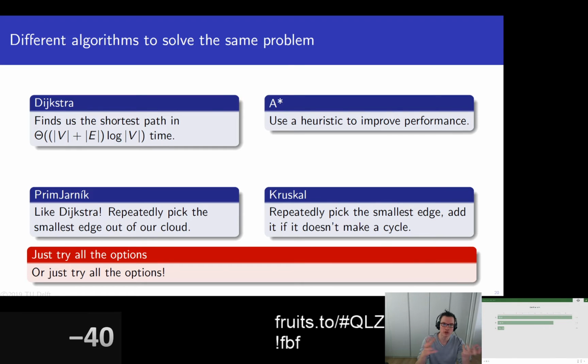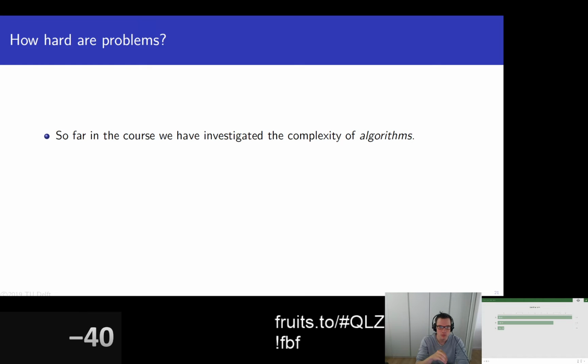And worst case, there was always just try all the options, right? Even for Dijkstra, just try all the different paths. Okay, there's a lot of them, but you could just always try them. These are all algorithms that solve the same problem. So how can we say something about the complexity of that problem? So far, we have only looked at the complexity of algorithms. Dijkstra's algorithm has a certain runtime. A star has the same runtime, but could be better in some cases. Finding all the paths has a horrible runtime, but it has a certain runtime all the same.